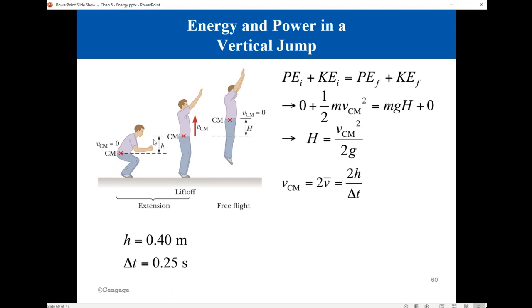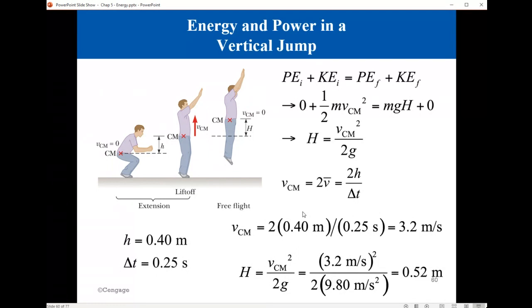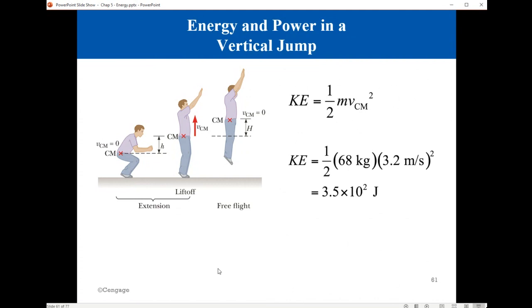The assumption here is that this distance for an average male adult is 0.4 meter, and it takes 0.25 seconds for this jump. So from there, we can estimate the velocity of the center of mass. It is 3.2 meter per second. Therefore, h can be estimated, 3.2 squared divided by 2 by 9.8. This is 0.52 meters. That would be the average value for a jump by a healthy male adult.